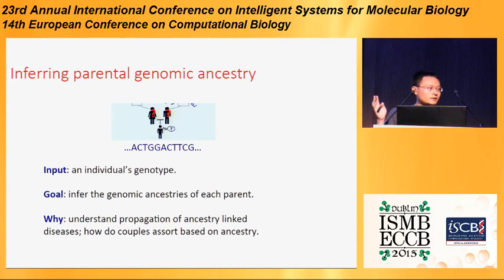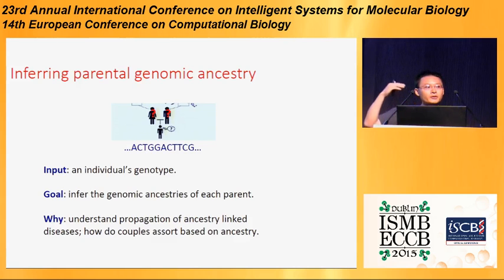What we try to address in this paper is an extension of that problem, which is actually a more challenging problem. Given the genotype of an individual, we want to learn not just the geographic origin of that individual's genome, but also the geographic origins of each of the parents' genomes. So that's our goal: to infer the parents' genomic ancestry from just the genotype of the offspring.